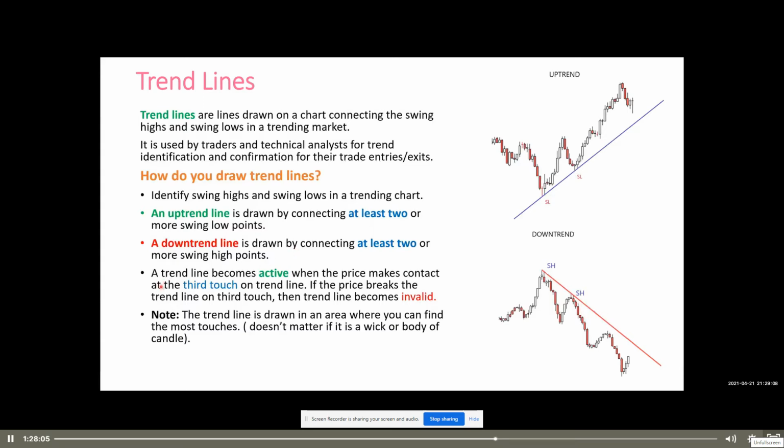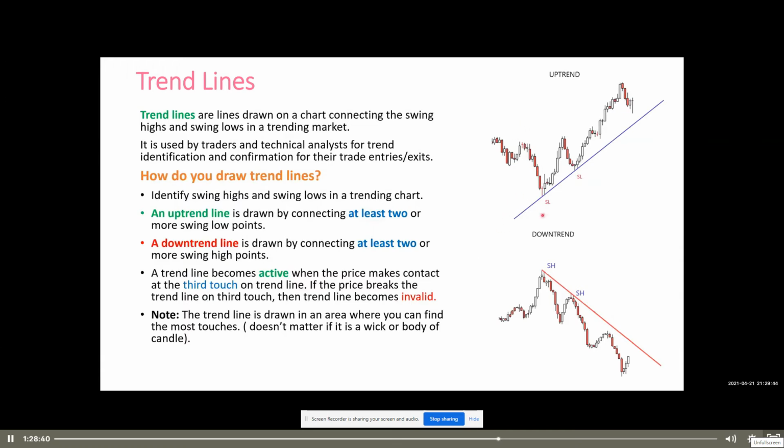Now pay attention. The most important point is this point here. To draw a trend line, all you need is 2 points, right? If you have 2 swing low points, boom, you can draw an uptrend line. If you identify 2 swing high points, you can draw a downtrend line. But the most important point is a trend line becomes active when the price makes contact at the third touch on the trend line. If the price breaks the trend line on the third touch, then that trend line becomes invalid. This is the most important point here, guys.